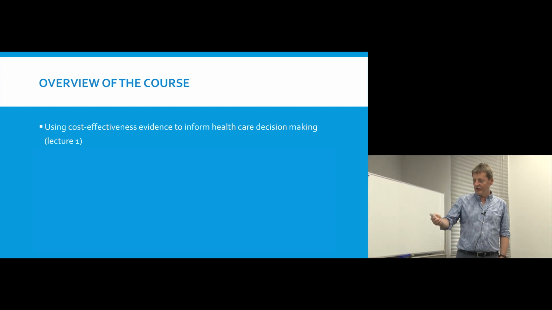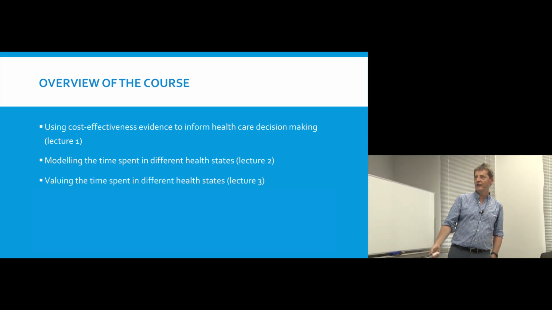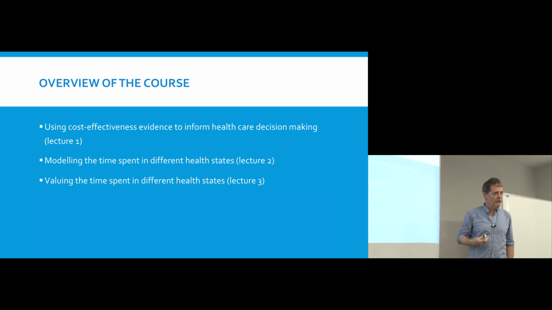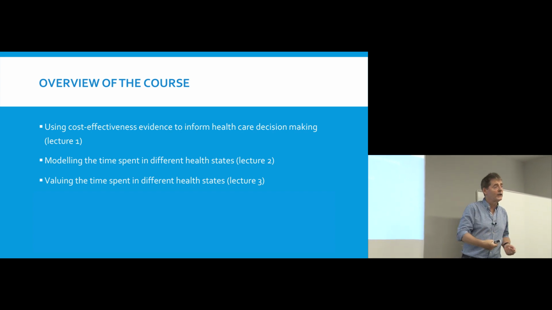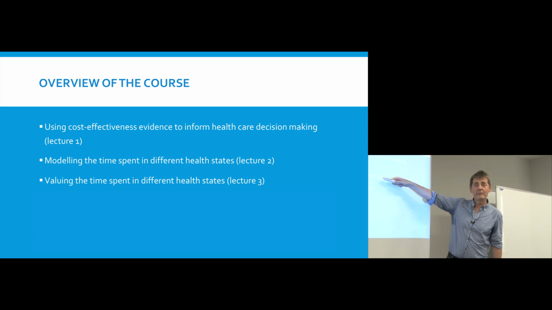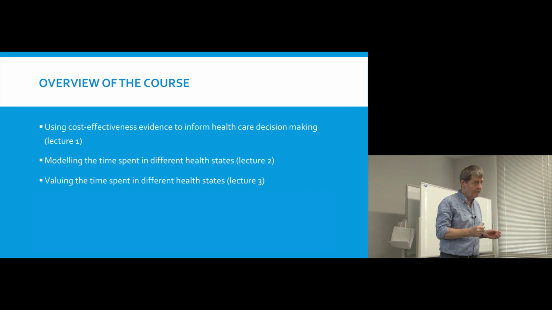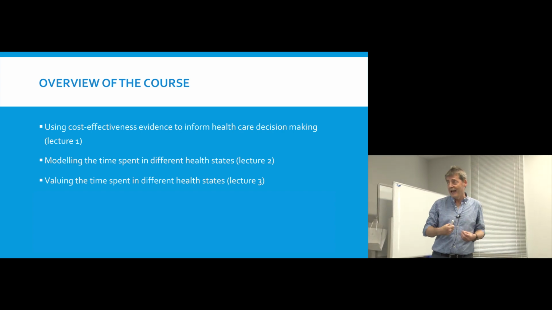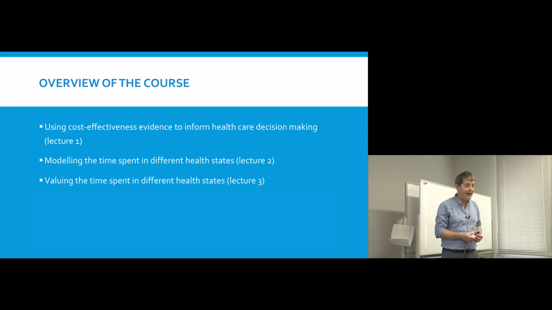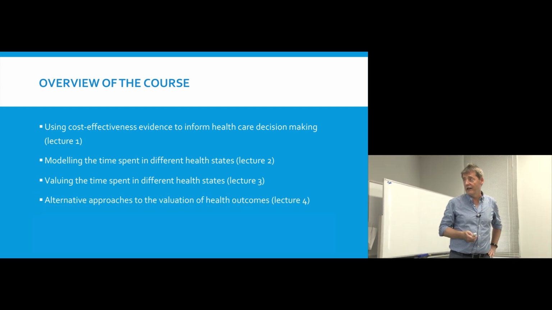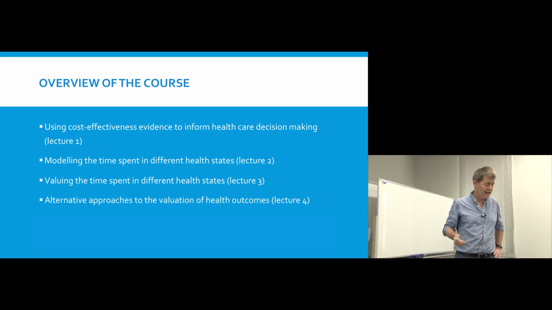Yeah, so this is just a quick run through. These are the lectures. As I say, I'll introduce this dominant approach of looking at the cost per QALY gained. In order to calculate our QALYs, we have to be able to model the time individuals spend in different health states, and then we need to be able to value that time they're spending in different health states. I'll look at alternative approaches to valuing health outcomes in Lecture 4.